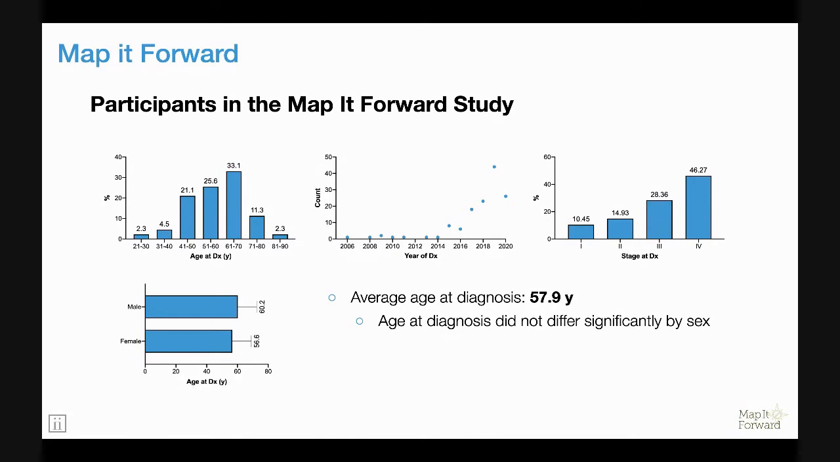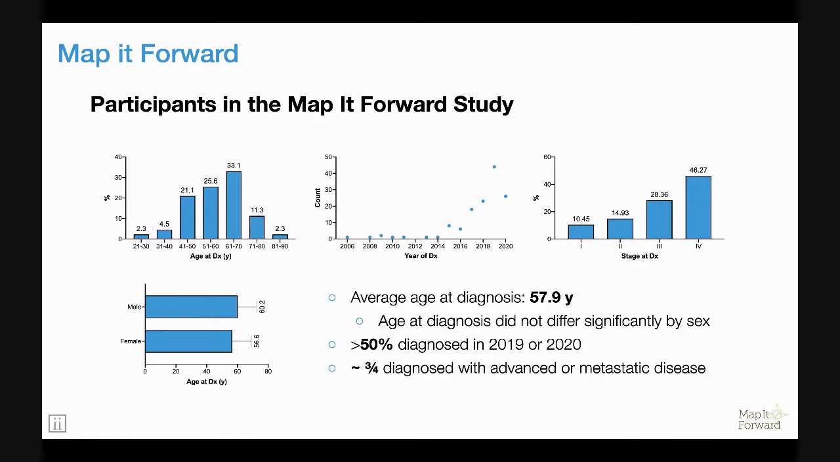We looked to see whether age at diagnosis was different between males and females, but we did not see any difference in this case. If we look now at the middle graph, this is looking at the number of diagnoses per year, and we see that more than half of our participants were diagnosed recently, within the past 2 years. And this we know is consistent with the high degree of morbidity and mortality associated with cholangiocarcinoma.